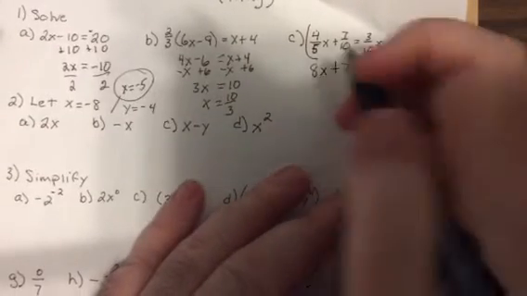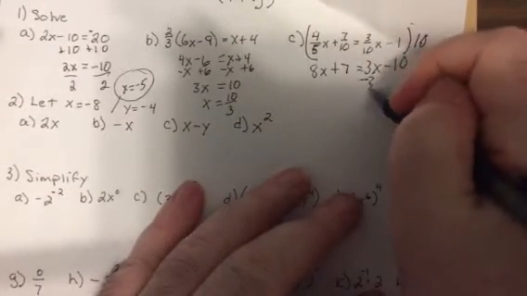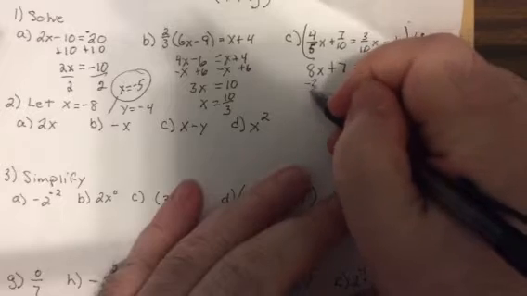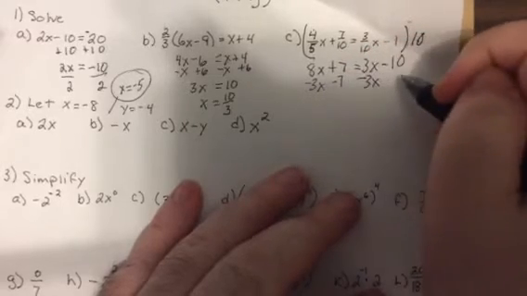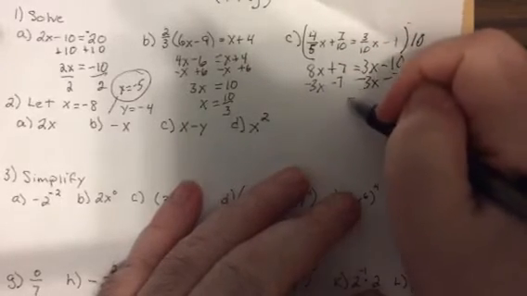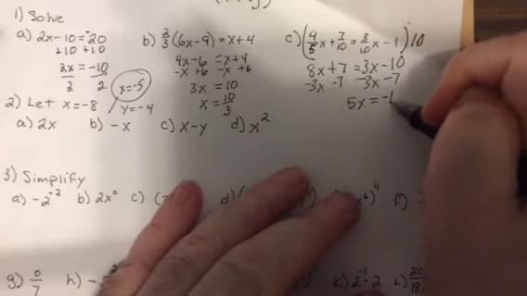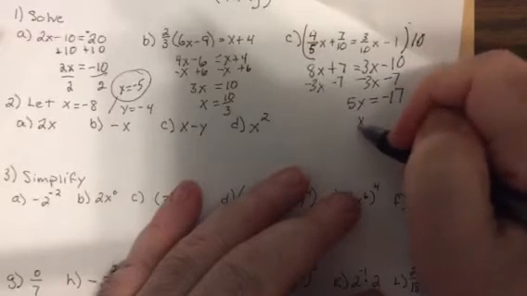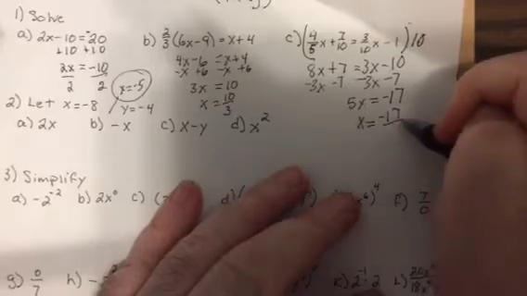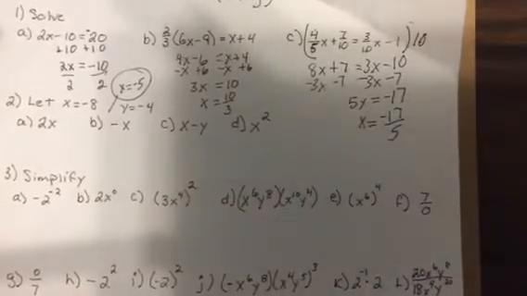Everyone forgets that. So now I'm going to subtract 3x to get the variables on one side, and I'm going to subtract 7. So that's 5x equals -17. Divide by 5. Skip a little step there just for you.